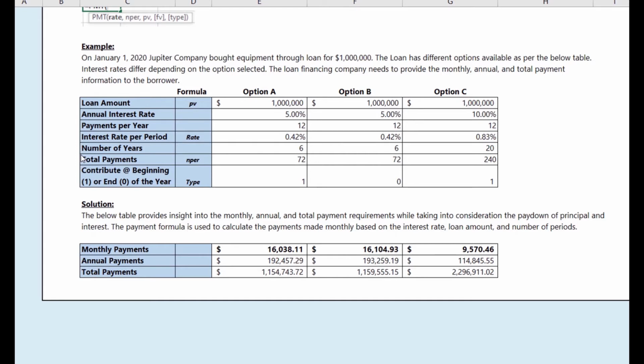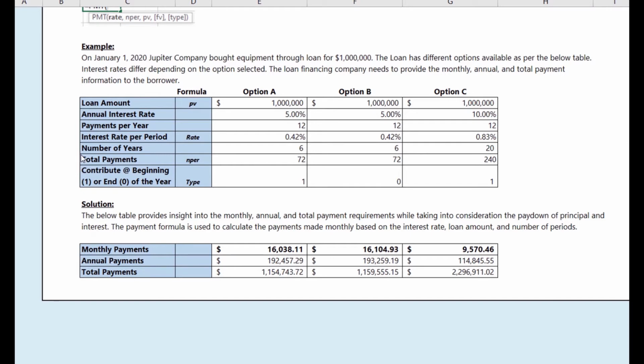The total number of payments, therefore, is 6 times 12 under options A and B because it's a monthly payment frequency, and so there's 72 total payment periods under options A and B. And under option C, there's a total of 240 payment periods, which is equal to 12 months multiplied by 20 years. In terms of when payments are made, under options A and C, they're made at the beginning of the period, and under option B, they're made at the end of the period.